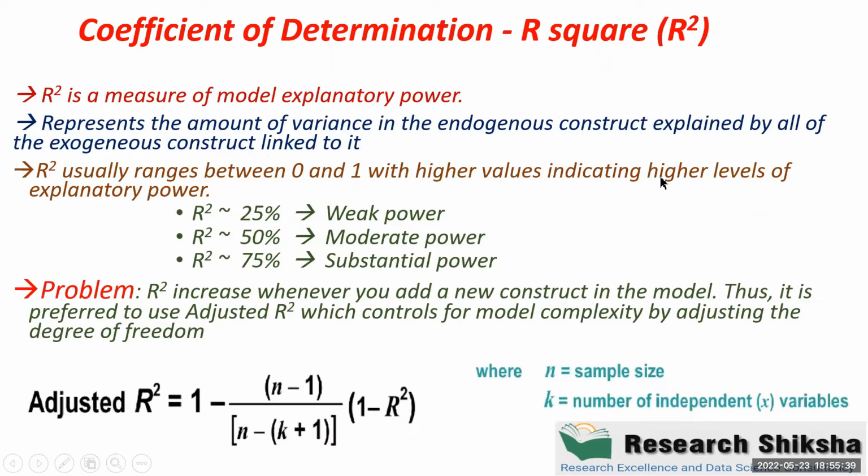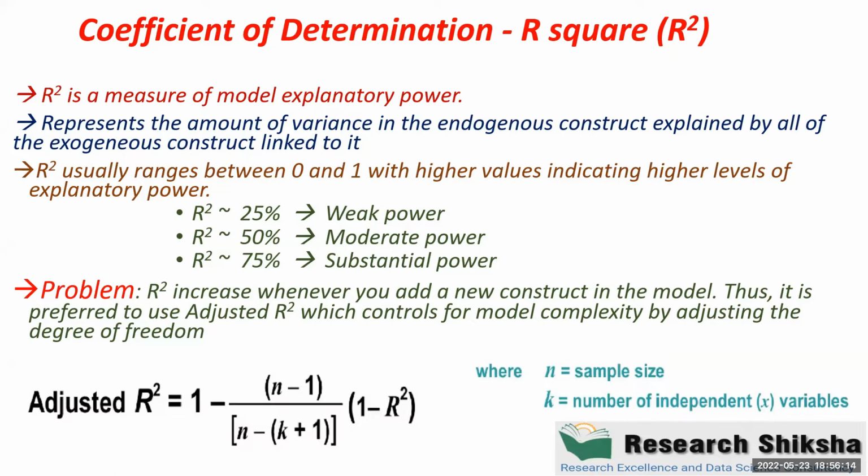So the first concept is R square. Whenever you run a model, whether it is a regression model or a PLS model, in any software, the panel always asks you what is the explanatory power of the model. Tell me your R square. And I have seen that you say that R square is 40%. The panel members say that your R square is very low, we are not accepting your model.